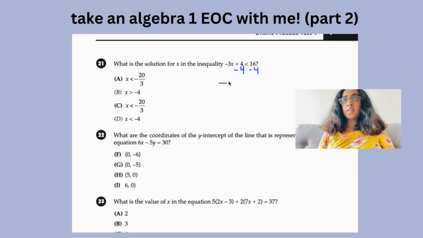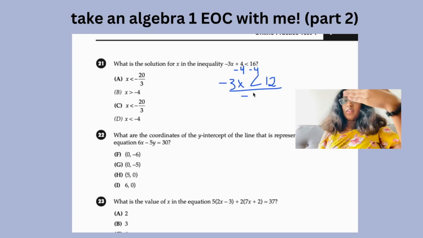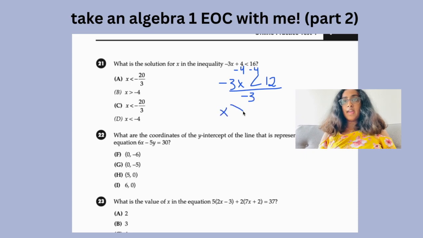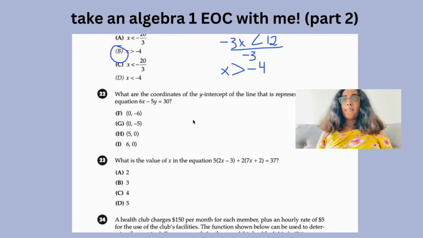So we have minus 3x less than 12. Since we have an inequality and we're dividing by a negative, what would happen is we would switch the way that the inequality sign is pointing. So we would do that. So we have x is greater than minus 4. That is our answer. If you want, you can plug it in and check.